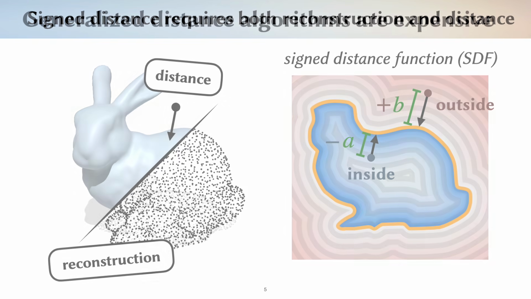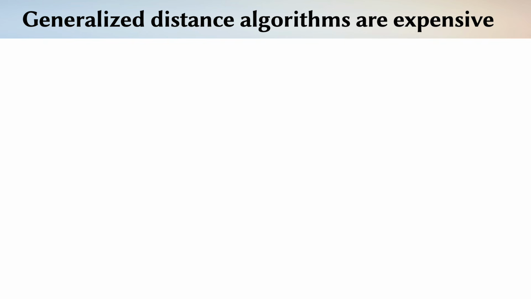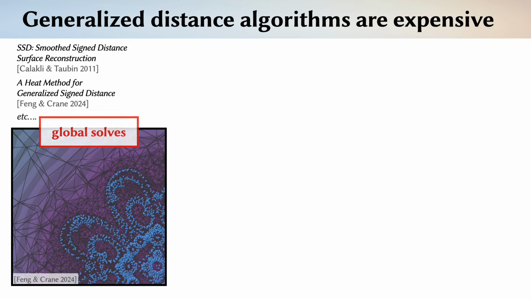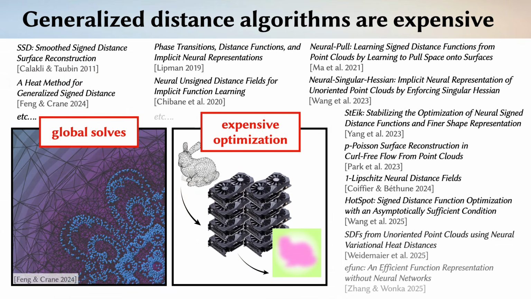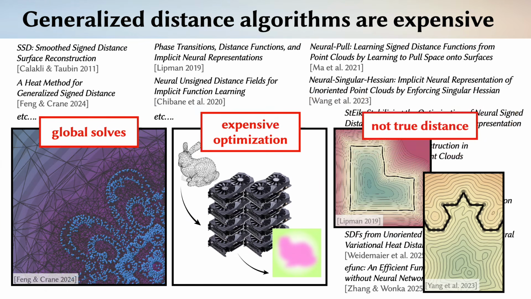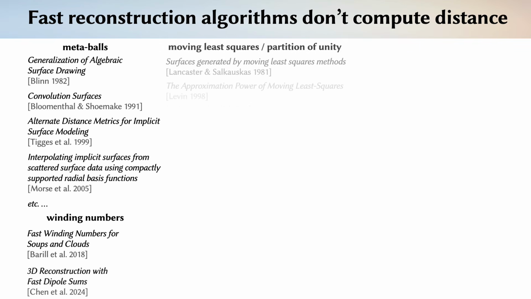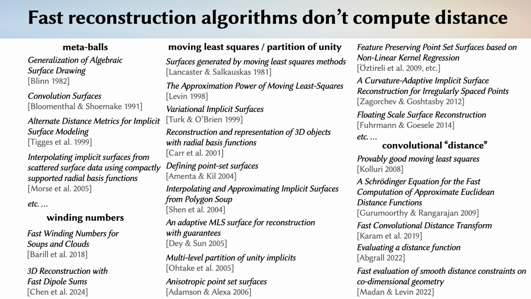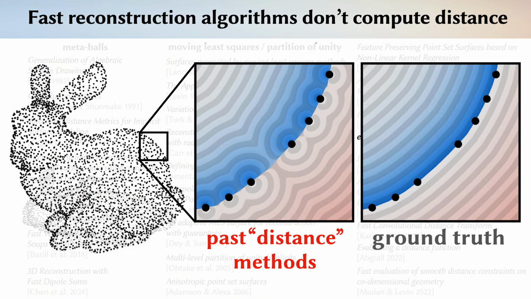As a result, methods that can successfully generalize distance to point clouds are expensive, because they either require global solves or expensive neural field fitting and global optimization. Neural methods especially also struggle to recover true distance. Then we have over 40 years of literature and fast point-based methods that do reconstruction but can't compute distance. At best, many so-called distance algorithms actually give the wrong answer for point clouds.